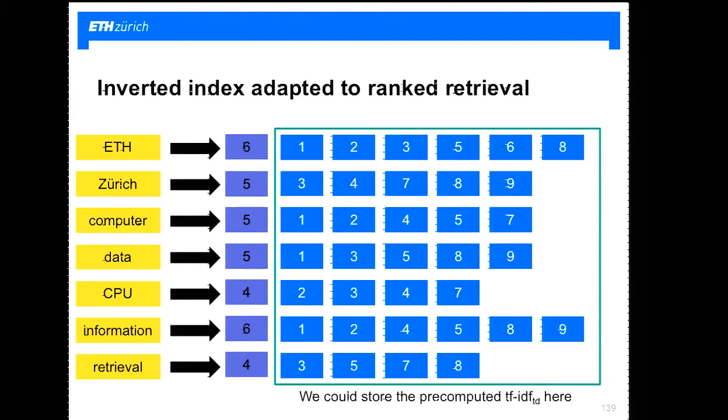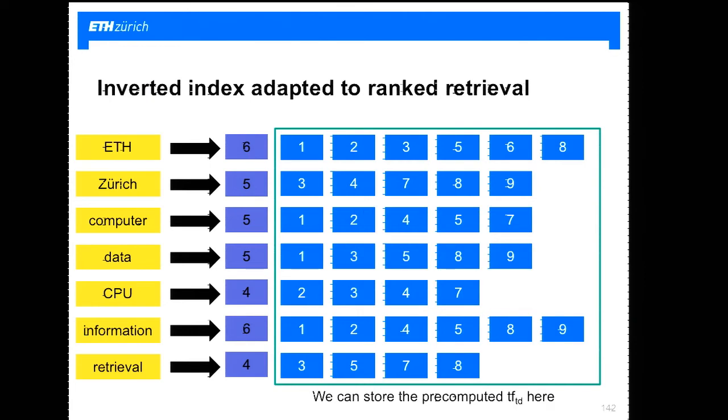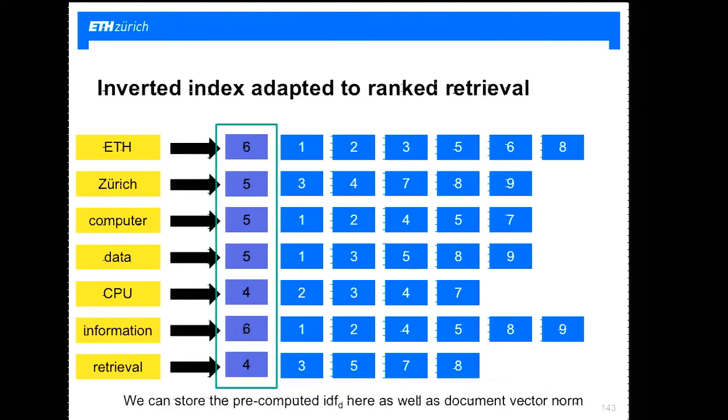We could take the term frequency, right? So this is what we do in practice. In practice, what we store here is the term frequency. It's an integer. Every time we have a term frequency, and then you can compress, solve the problem, right? But you still need to store the IDF. But the good thing about the IDF is that it's per term, right? So you can store the IDFs right here, right?